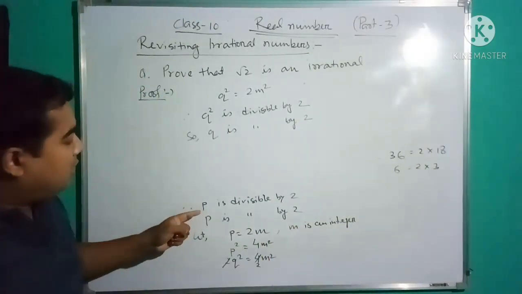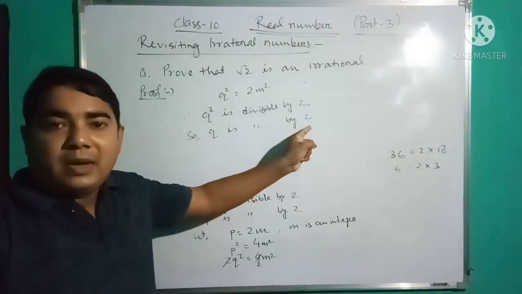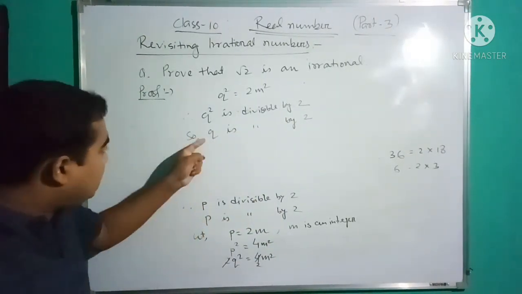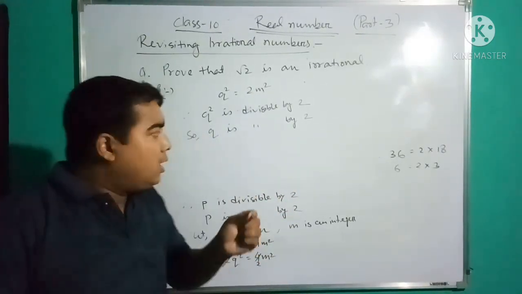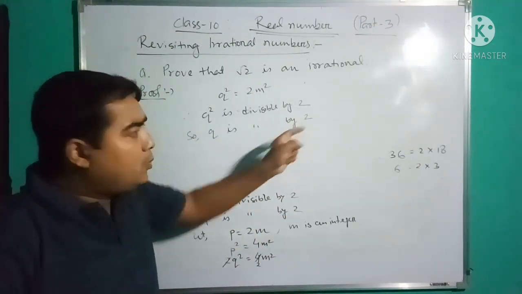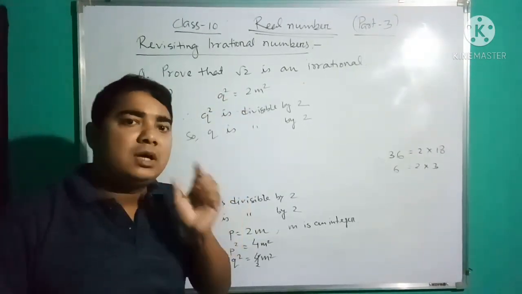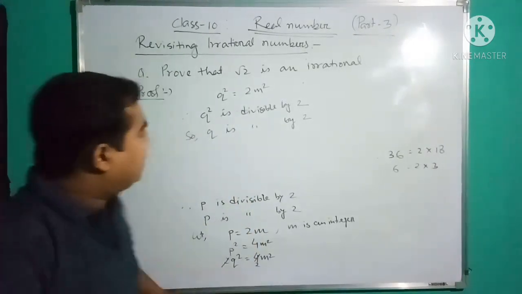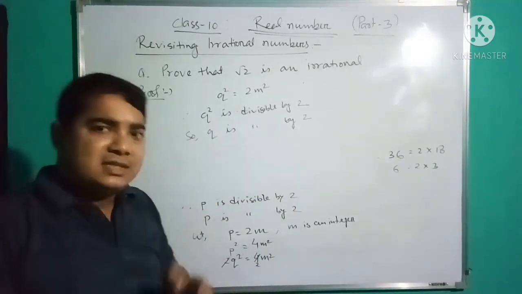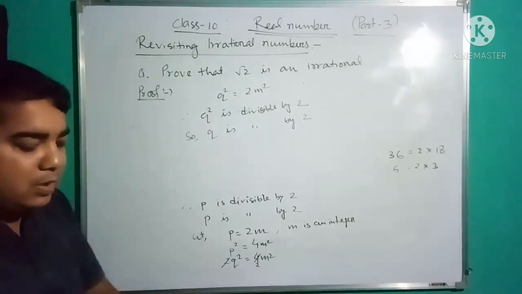In the first step, we got p is divisible by 2. Now we got q is divisible by 2. That means p and q both are divisible by 2. So can we say p and q have one common factor, that is 2? But in the first line I wrote that p and q are co-prime. Co-prime means they have only one common factor, 1. But now we got the common factor 2. Is it correct? False. So we will write two sentences from the question.